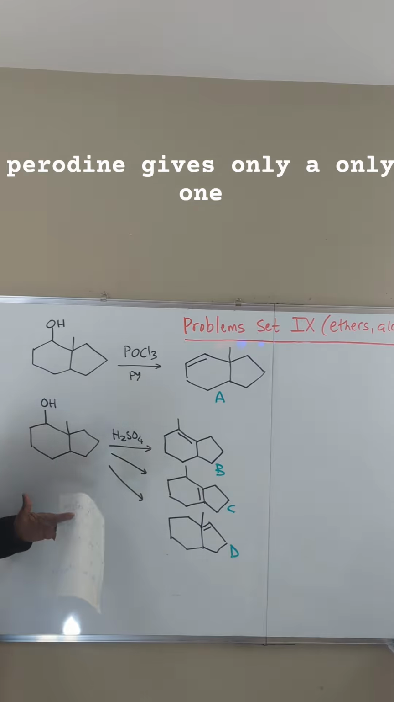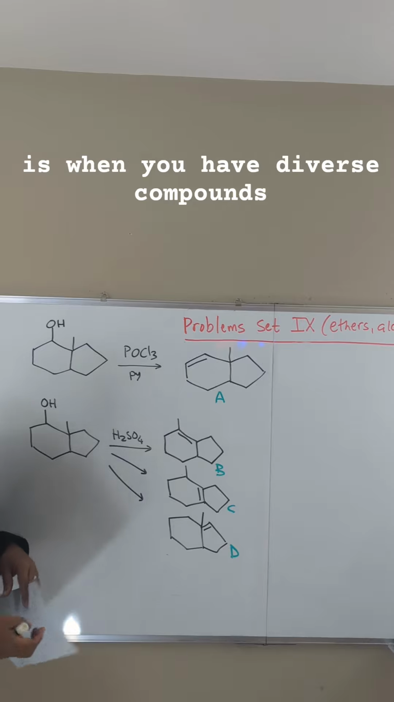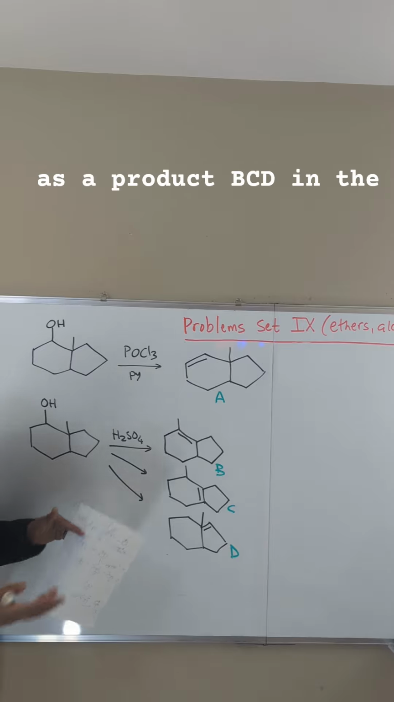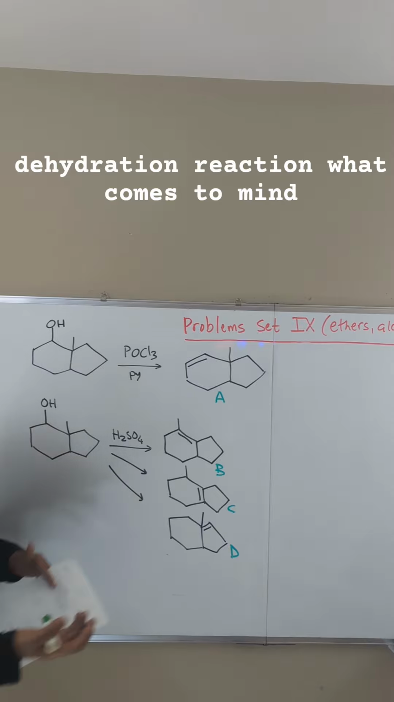So the first thing you have to see is, when you have diverse compounds as products B, C, D in the dehydration reaction, what comes to mind is that there is rearrangement. Obviously, there is a carbocation, or a methyl shift or a hydride shift, so that you have different possibilities for the product. So that's the reason.